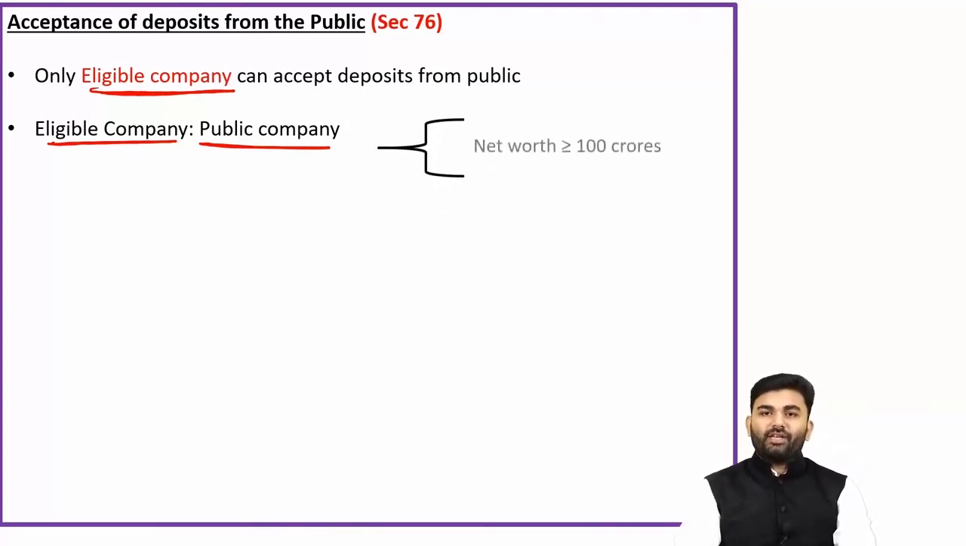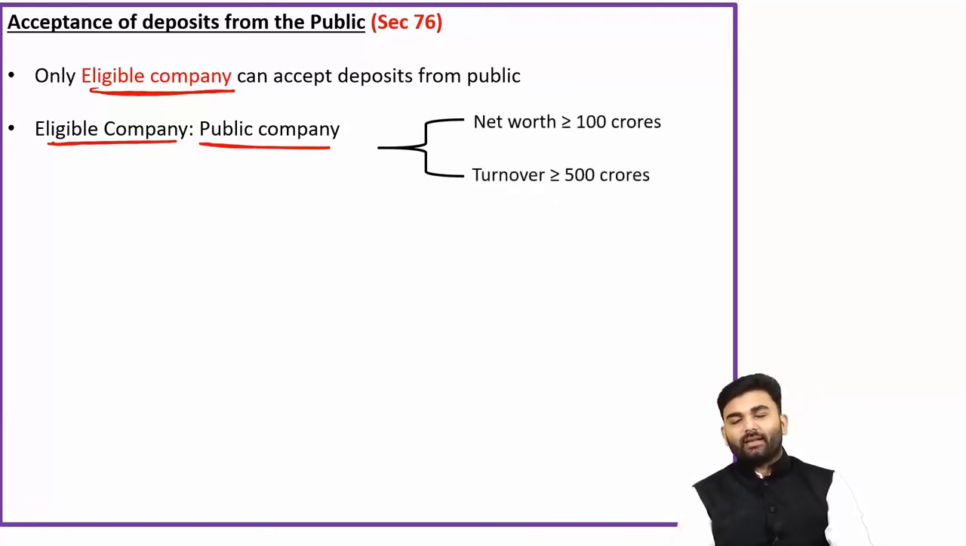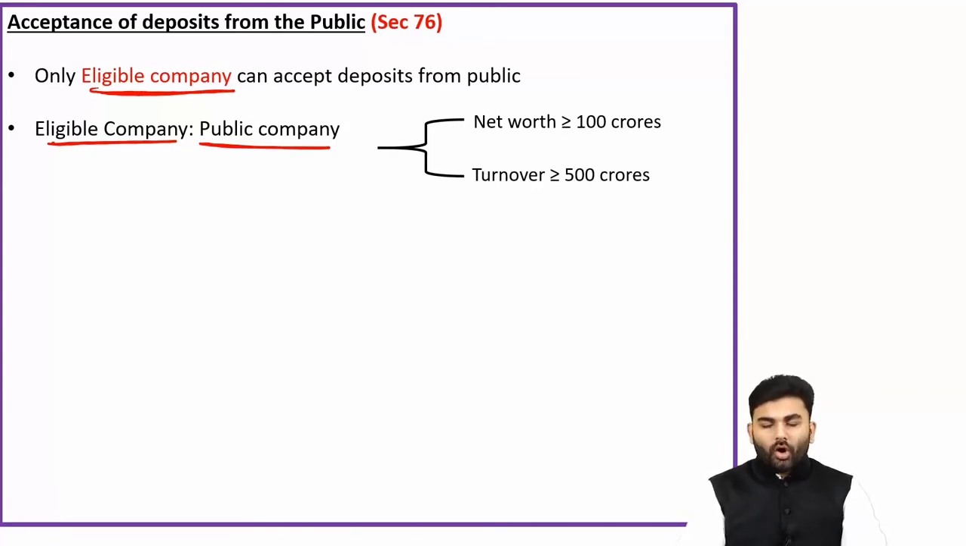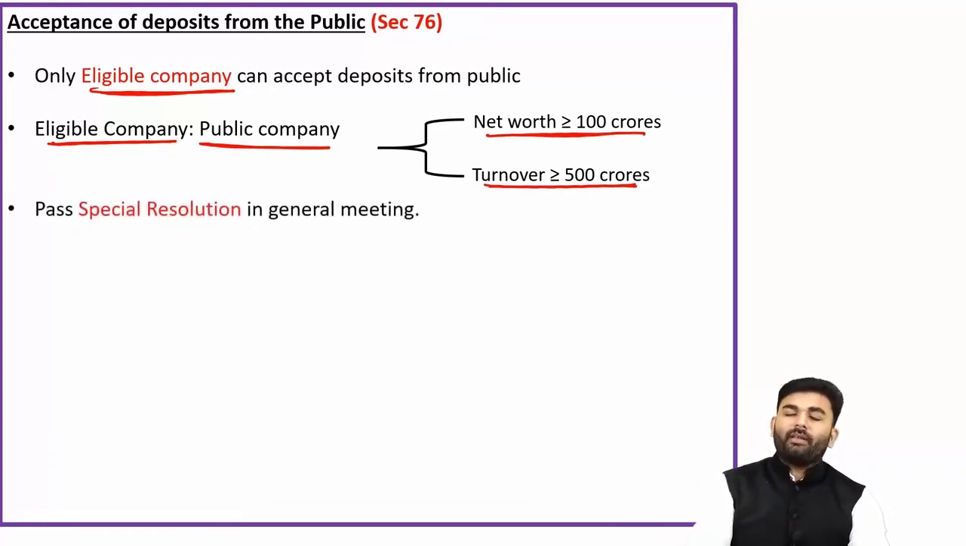What do you mean by eligible company? The lawmaker says the net worth is greater than or equal to 100 crores or the turnover is greater than or equal to 500 crores. So only if you are an eligible public company, you are allowed to accept deposits from public at large. For that reason, your company needs to first call a general meeting and pass a special resolution.